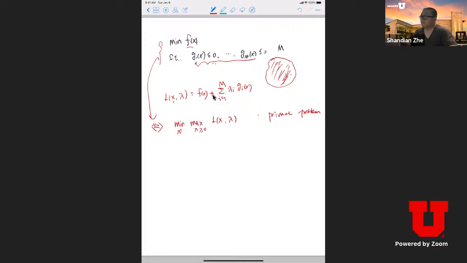So what is a dual problem? Any idea? What is the dual problem?